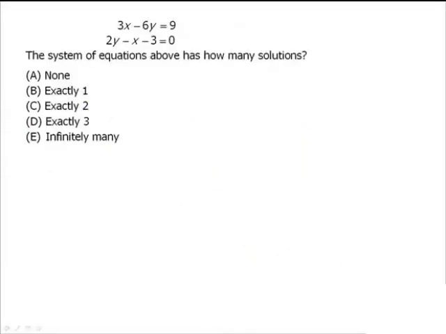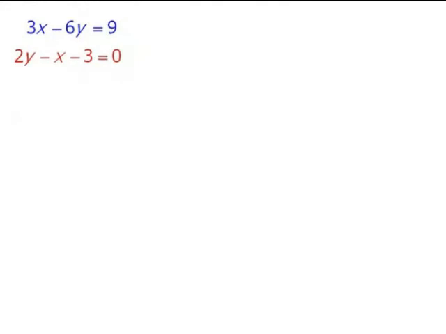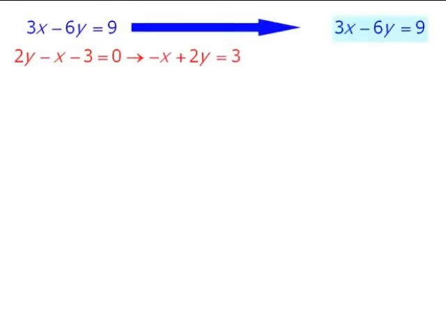To answer this question, we'll begin solving our system in the usual manner. So first, we'll rewrite the red equation to be in the same format as the blue equation. And now we'll move our blue equation over here, and we'll take our red equation and multiply both sides by 3. At this point, if we add both equations, we get some nice results.